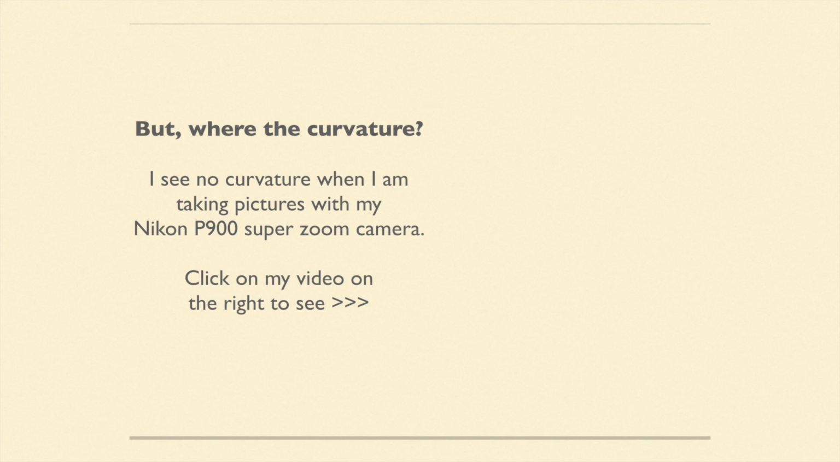But the problem is, when I go out and take pictures with my Nikon P900 super zoom camera, I don't see any curvature. So where is it? So click on the right to see what I actually saw when I took pictures across a lake 35 kilometers away when my eye height was 11.7 meters. Click on the video to the right to see.